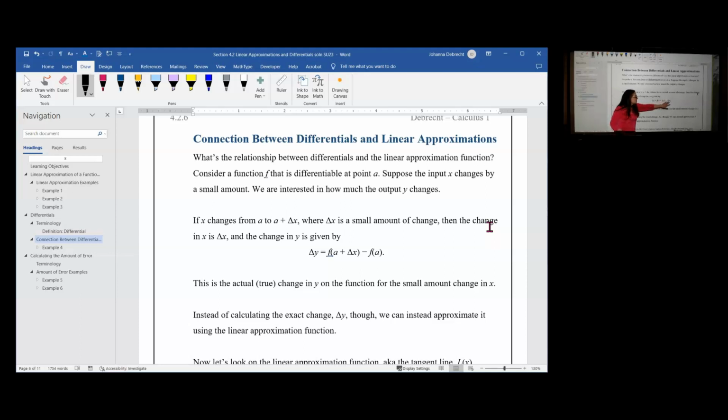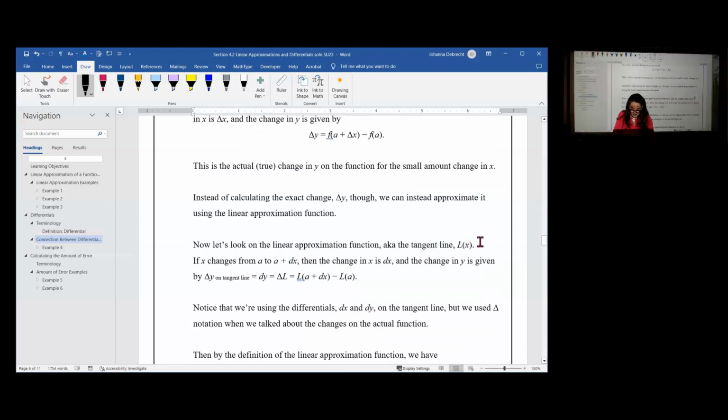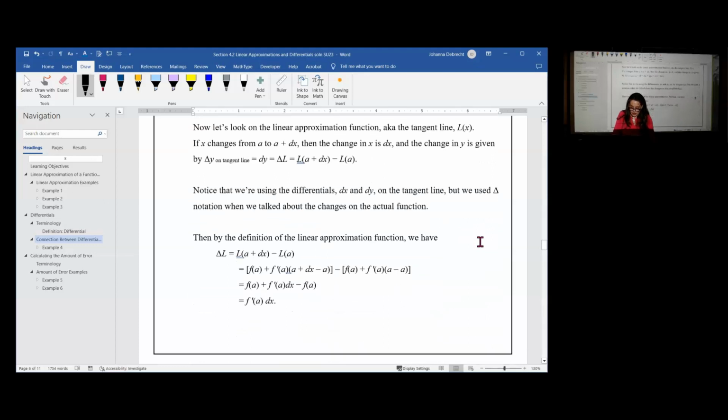Notice that on the actual function, we're using delta x and delta y, not the differentials dx and dy. This is the true actual change in the y value on the function. Instead of calculating the exact change, delta y, though, we can approximate it with the tangent line approximation, the linear approximation function. Let's look at the changes on the linear approximation function, in other words, the tangent line.